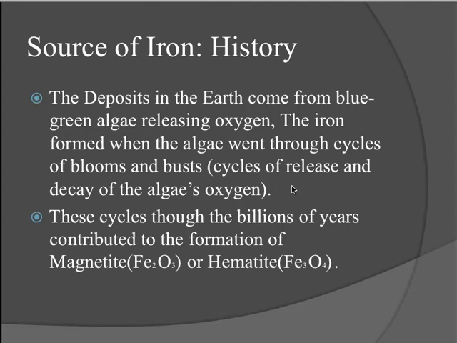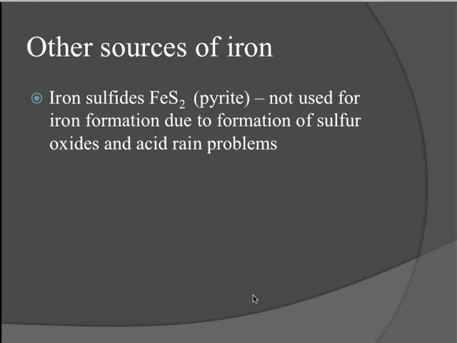Okay, so deposits in the earth come from blue-green algae releasing oxygen. And then the irons form when the algae went through cycles of blooms and busts. And these cycles, through the billions of years, contribute to the formation of magnetite with the formula Fe3O4, and hematite, which is Fe2O3, iron(III) oxide. All right, and then again, iron sulfides, the pyrite, typically not used because you will form sulfur oxides and acid rain problems, detrimental to the environment.